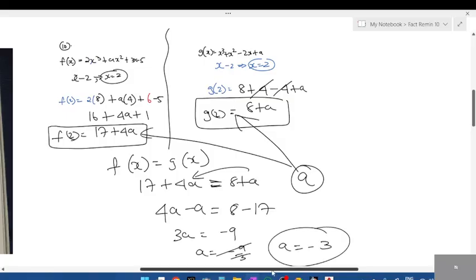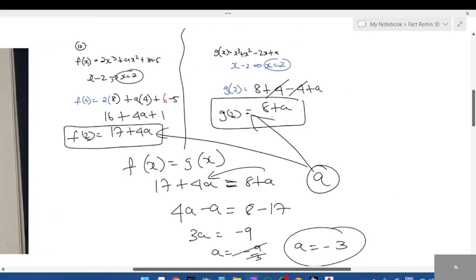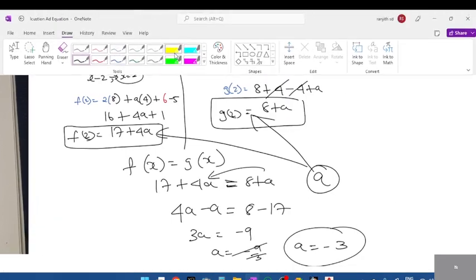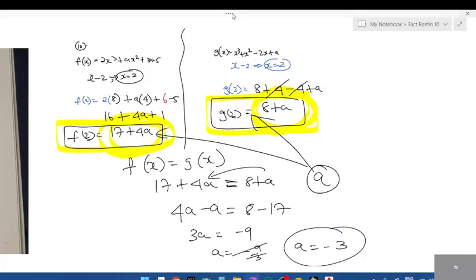We found the value of a, students. What else have they asked here? Find the value of a. Also find the remainder. What's the remainder in each case? Actually, what's the remainder we have? Is it a number, a constant, or a variable? See, this is the value of the remainder. This is the meaning of remainder. Number or variable? We have a variable, right? Substitute the value of a so that you get a constant there.